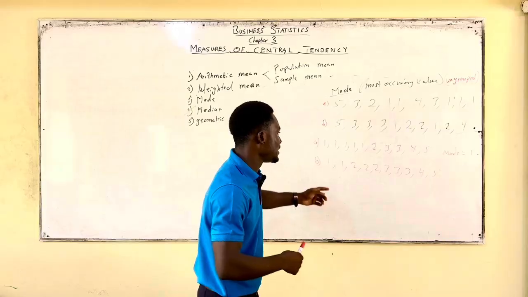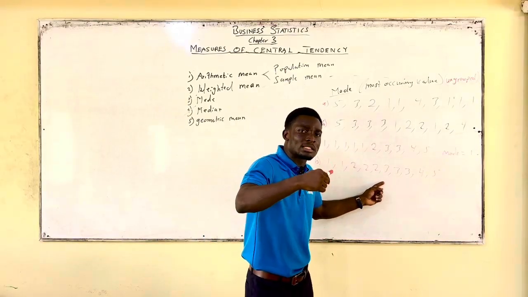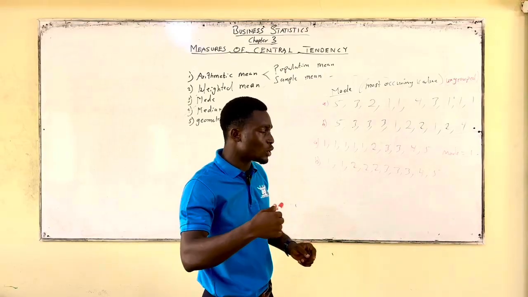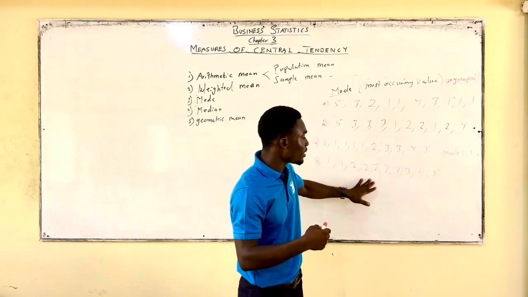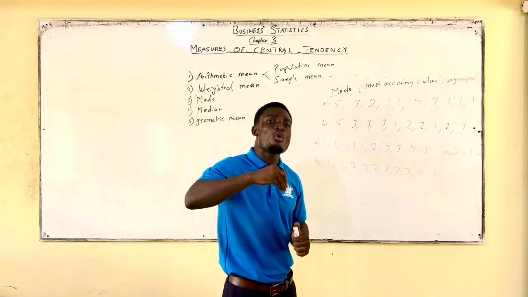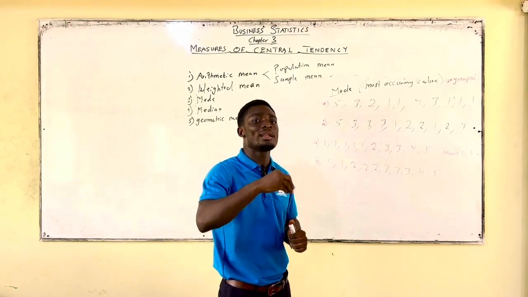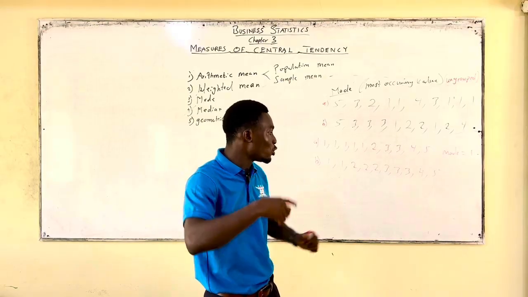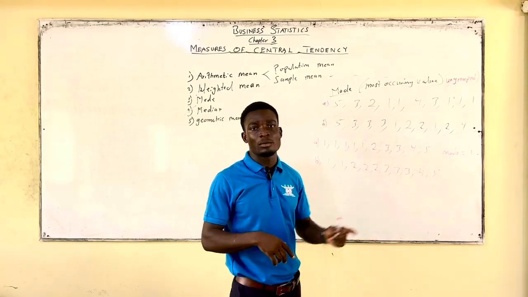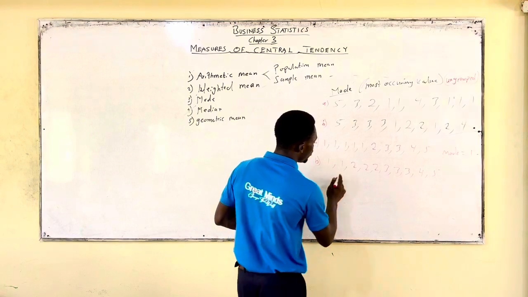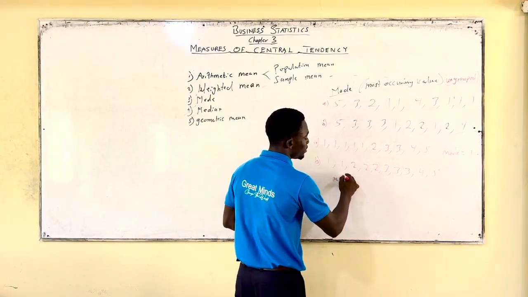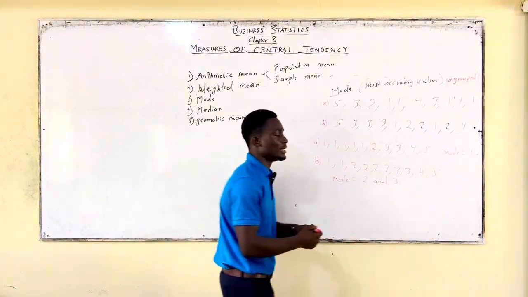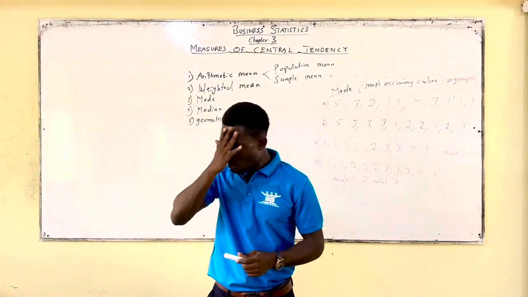So it means that we have more than one mode. We can have three, we can have four. Any data that has more than one value occurring the most, we call a multimodal data. So here the mode is simply going to be 2 and 3. That is simple, right? Okay.